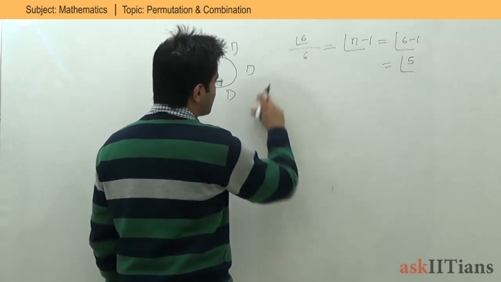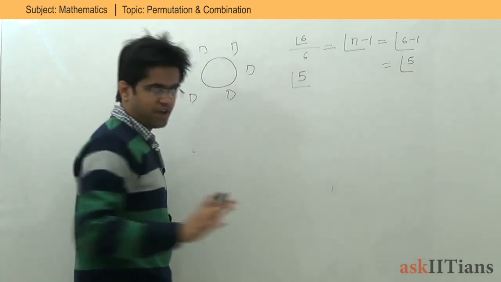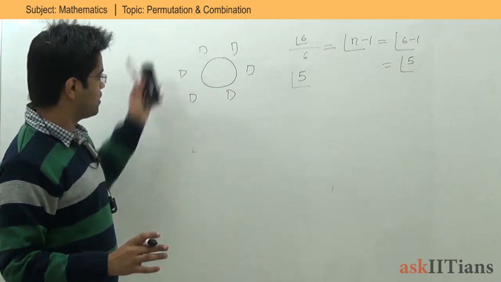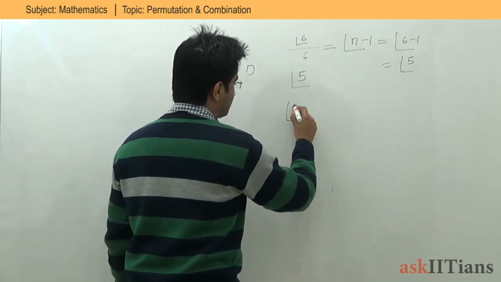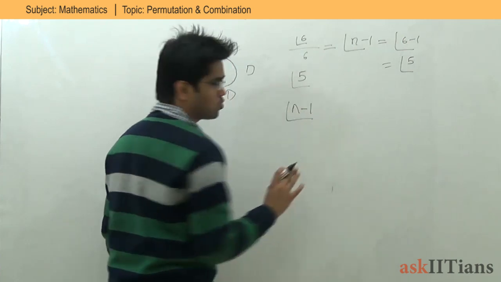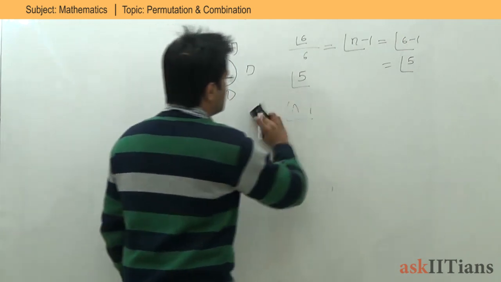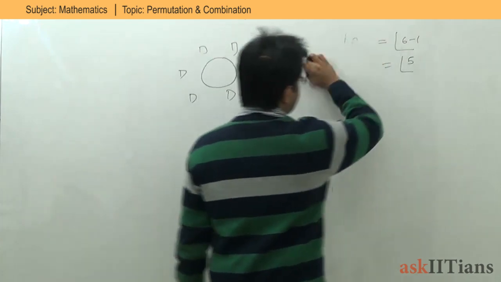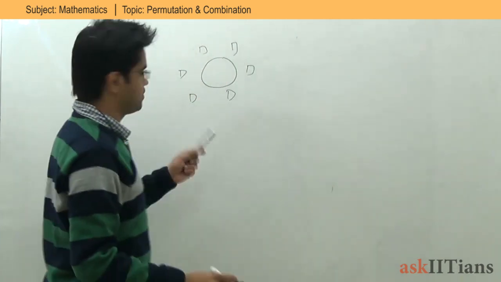So for any circular arrangement, it will be factorial 5. If there are n number of people sitting, then the number of ways to arrange them in a circular manner is factorial n minus 1. Okay, so we have arranged persons or some different identities in this manner.